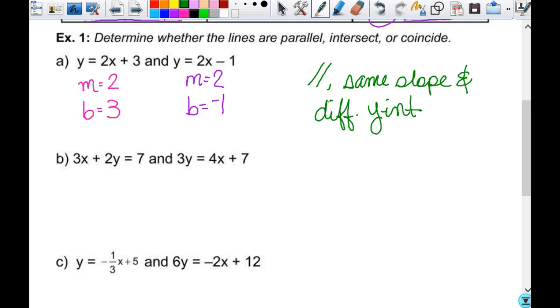Now, on B, can I just look at this and know what the slope is? I can't just pull a number off, right? I could here, but can't here because it's in a different form. So I can put this in a different form, right? y = mx + b.